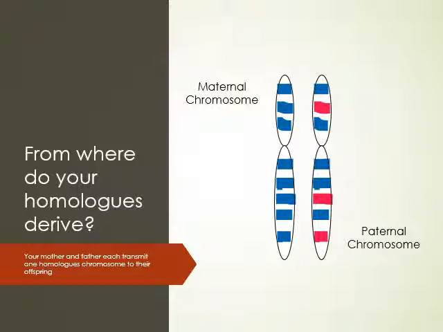So of your homologous pairs, you get one from mom, you get one from dad. Basic sexual reproduction. You're going to produce sex cells in your body, sperm and egg, respectively male and female. Each of those is going to carry one half of a full set of chromosomes to you. So when they fuse, you get a whole set.